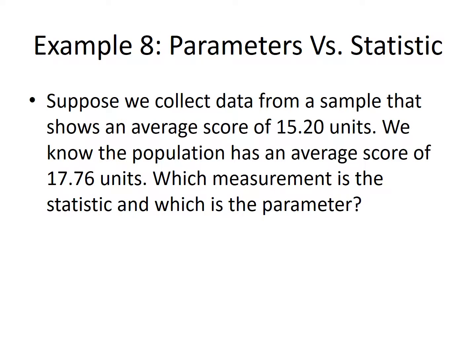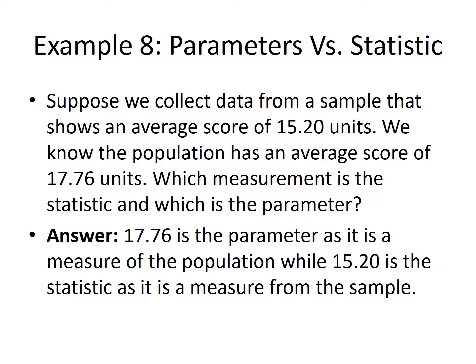Here's another example. Suppose we collect data from a sample that shows an average score of 15.20 units. We know the population has an average score of 17.76 units. Which measurement is the statistic and which is the parameter? 17.76 is the parameter, as it is a measure of the population, while 15.20 is the statistic, as it is a measure from the sample.